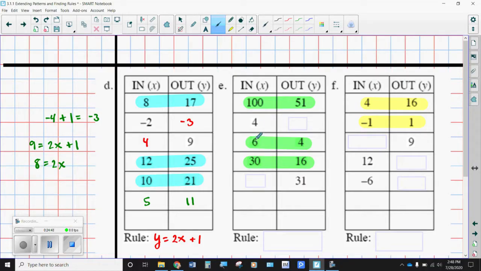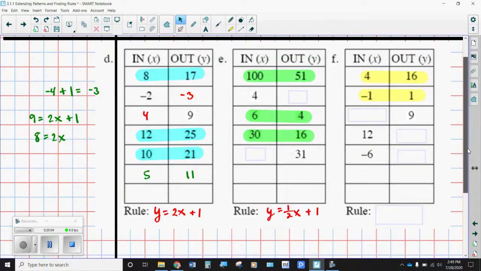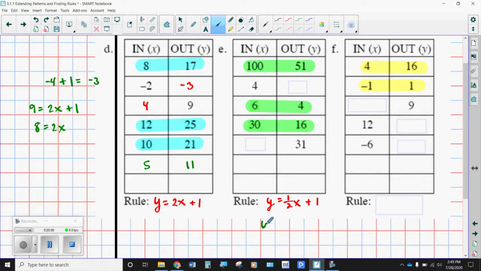Does the same thing happen here? Half of 6 is 3 plus 1 is 4. Yes, half of 30 is 15 plus 1 is 16. So I think we've got our rule. Now you could have said half of x or x divided by 2, and both of them would have been correct. If you had written it as y is equal to x over 2 plus 1, you get to the same place. So what's half of 4? 2 plus 1 is 3.